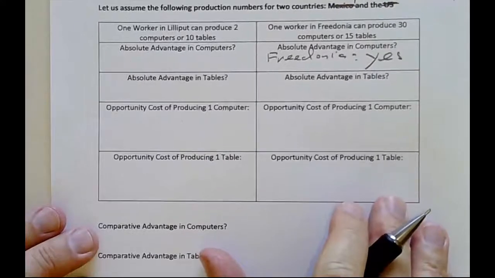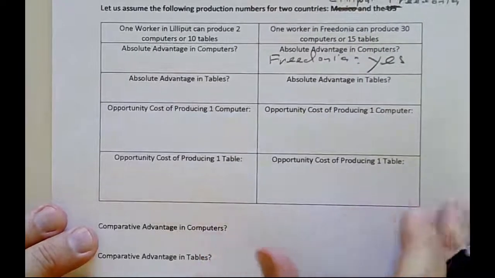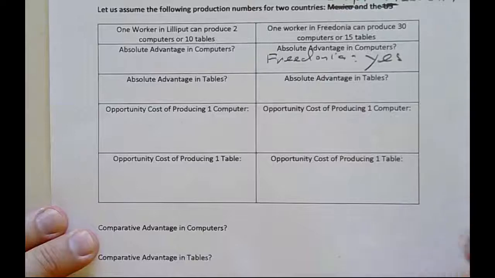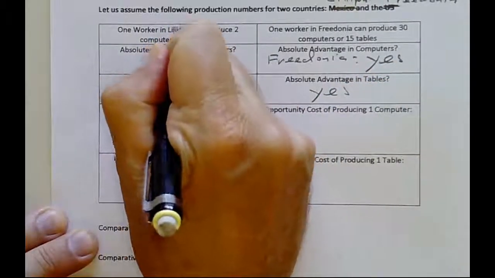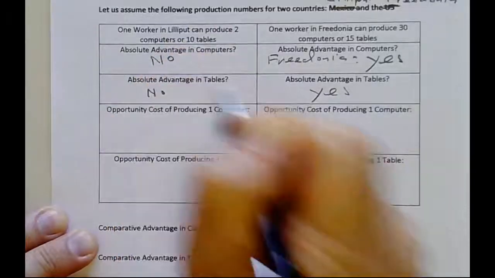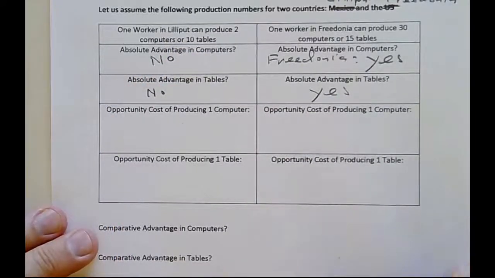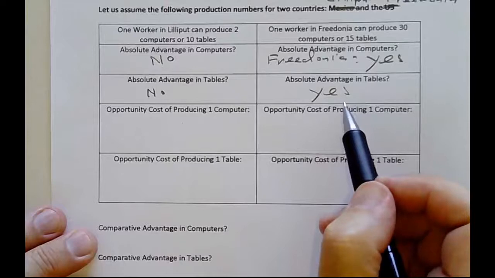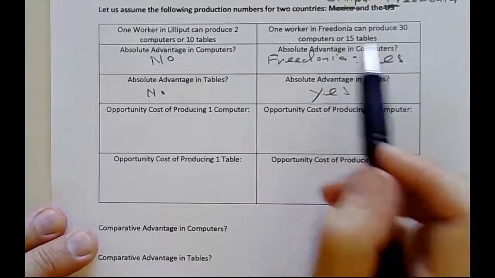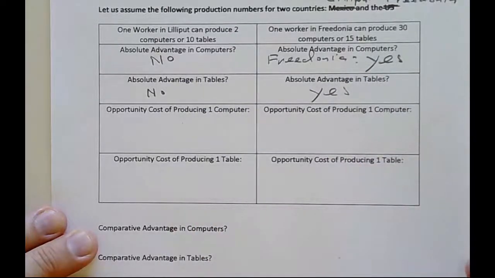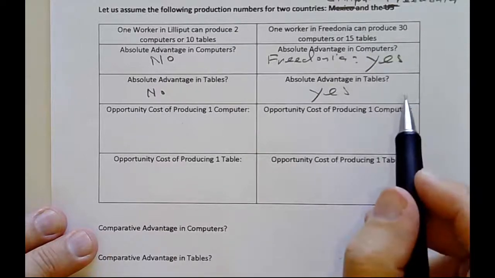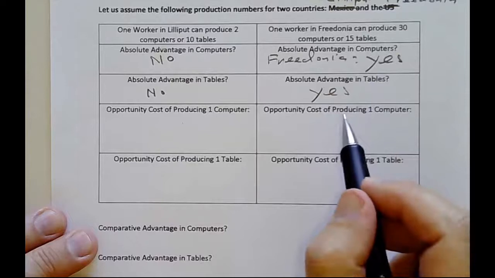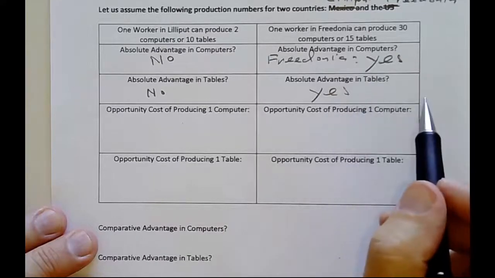Next question, who has an absolute advantage in tables? Going back to the numbers, the answer again is Fredonia. They have a yes, and it's a no for Lilliput. To explain it, you would say that in Fredonia, they can produce 15 tables, which is 5 more than the tables in Lilliput. On purpose I made it so Fredonia has the absolute advantage in both products to show you that it's not relevant in terms of trade.